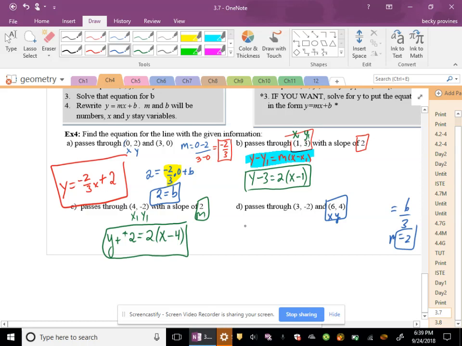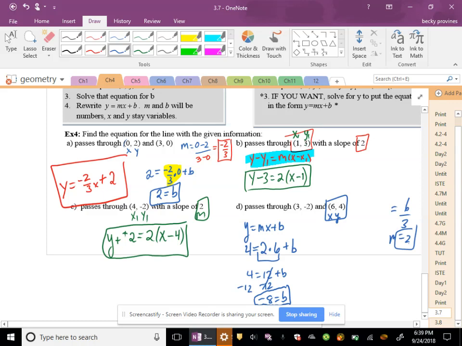Okay. So y equals mx plus b. So do I know a y value? Sure, it's 4. Do I have an m value? Yes, it's 2. Do I have an x? Yes, it's 6. And then plus b. Okay, so let's solve for b. 4 equals 12 plus b. Subtract 12. Negative 8 equals b.